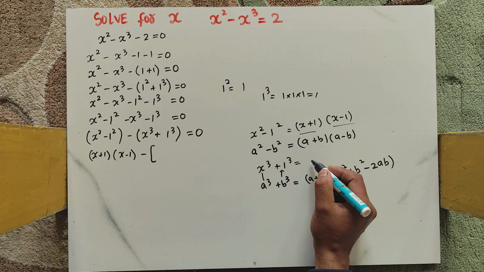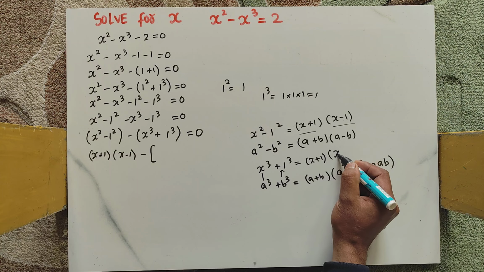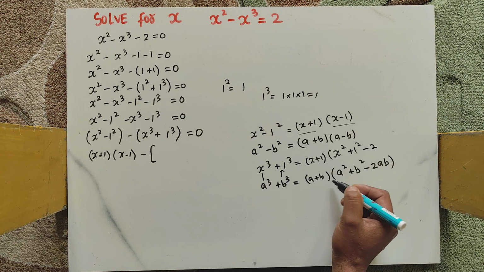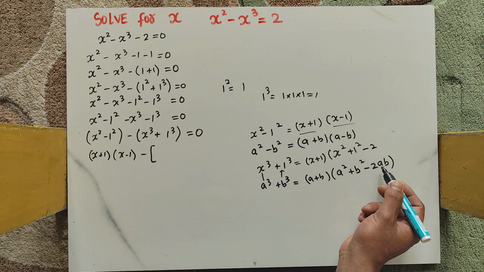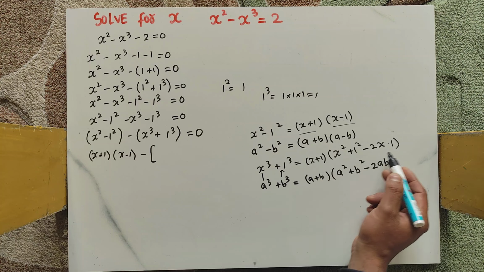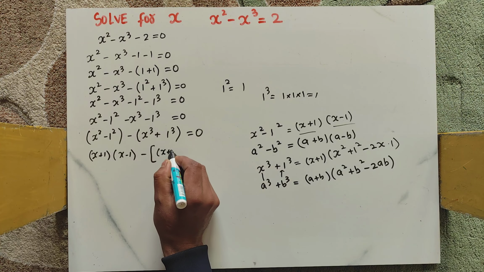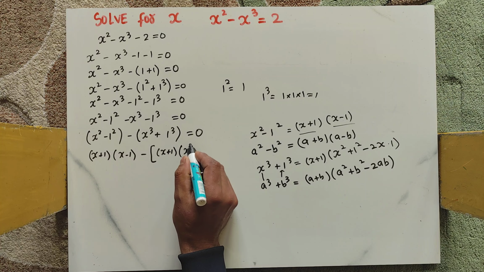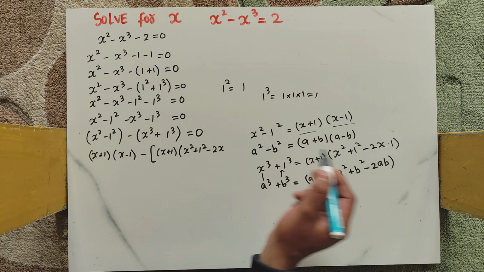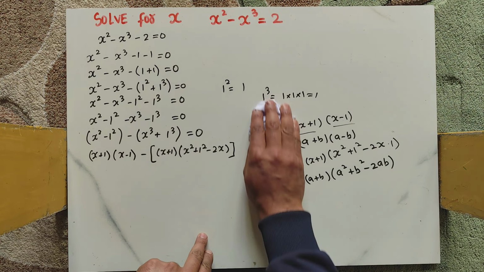So can we write it like this? (x + 1) times a² means x², b² means 1², minus 2, in place of a we have x, and in place of b we have 1. Okay, so we can write it like this: (x + 1)(x² + 1² − 2x), since 2 into x into 1 is 2x. Now let me rub this out.